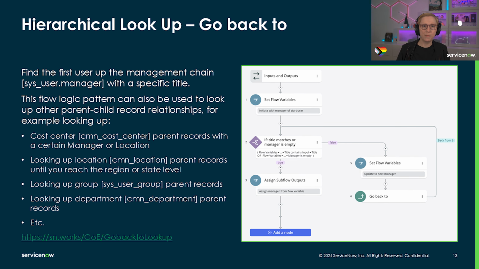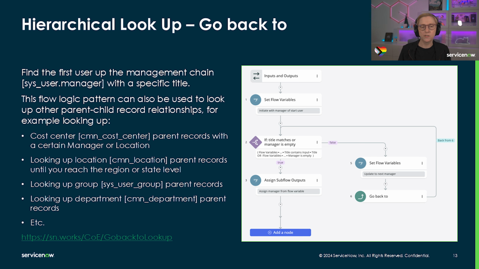For the second example, we are using a loop to walk up a parent-child type relationship between records until we reach a record with no parent entry or a given condition is met. This can be done either with go back to or do the following until. We'll look at both scenarios here. This design can be used to look up managers with a certain title, go up the cost center hierarchy until a specified level, or find a specific department in your organizational hierarchy, and many, many more.